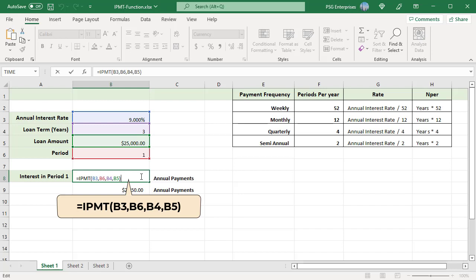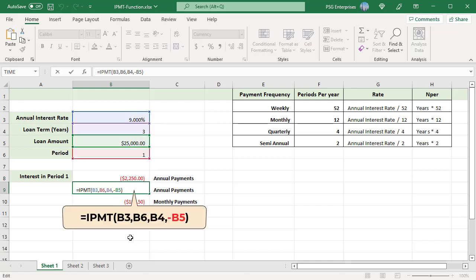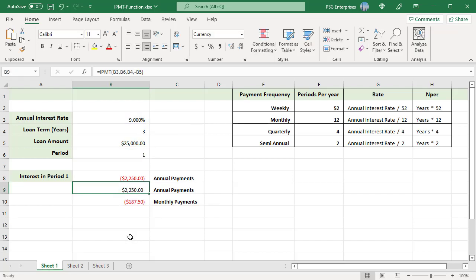The interest is returned as a negative number because it is an outgoing payment. By default, the currency format is applied to the result with negative numbers highlighted in red and enclosed in parentheses. If you prefer to get the interest as a positive number, then put a minus sign before the PV argument, the loan amount. You can see the minus B5.